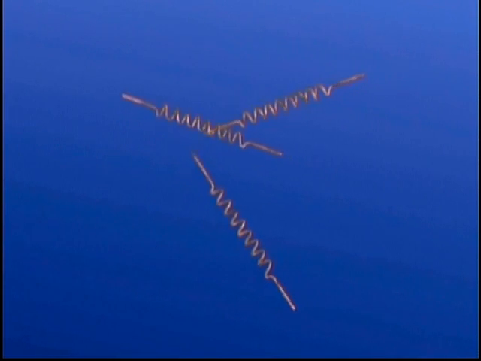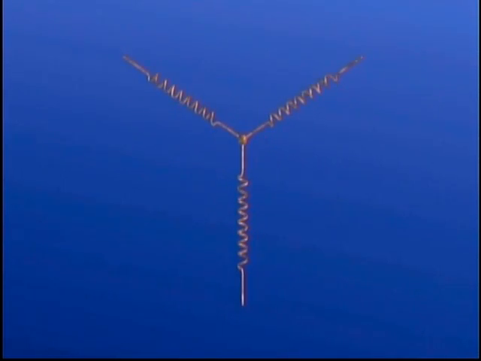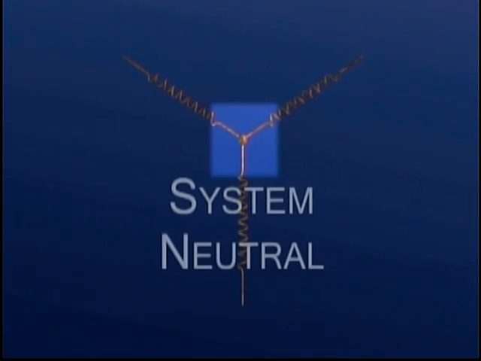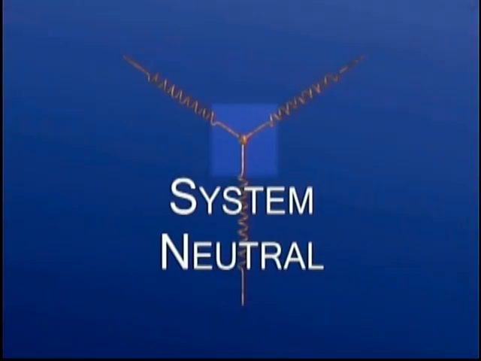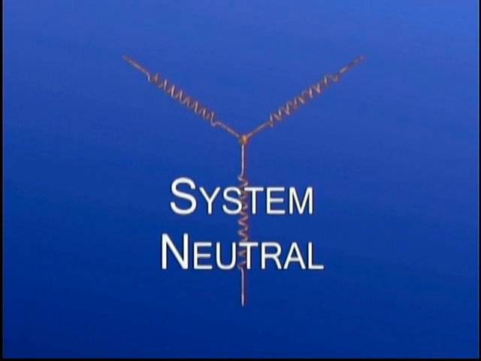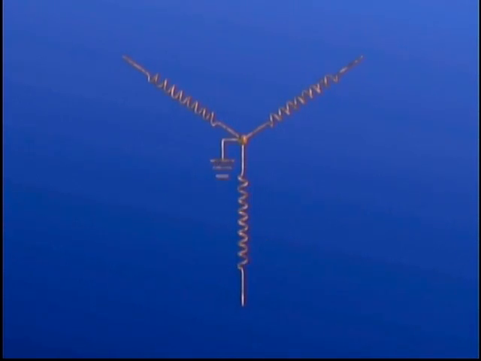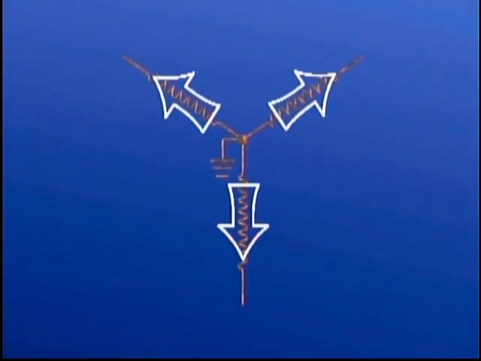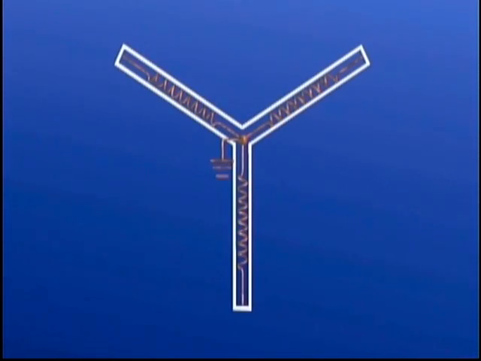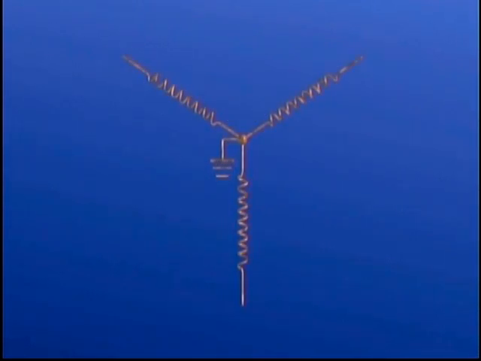In a Y system, the windings are connected differently. One end of each winding is connected together at a common point which is called the system neutral. In most cases, the system neutral is grounded. The other ends of the windings are positioned 120 degrees apart from each other. When shown graphically, the connection resembles the letter Y. Traditionally, the ends of the windings are labeled A, B, and C. The system neutral is labeled N.